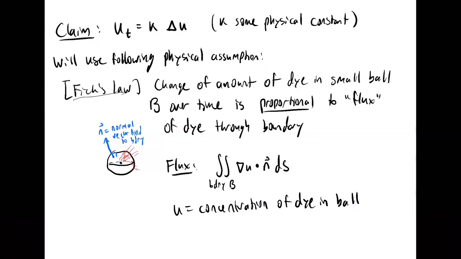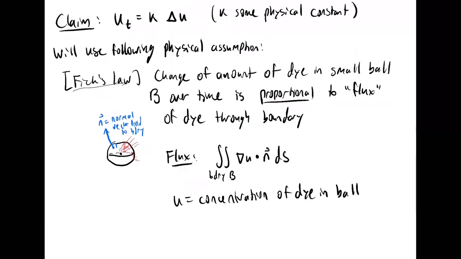And why are you integrating? Well, you look at this at each tiny point, and you want to add up these points over the whole boundary, so you need to use an integral to do that. Right, and so by Fick's law, this quantity is going to show up. The law says that the change in the amount of dye over time should be proportional to this quantity, or this flux. So this is going to be equal to some constant times the change in time of the amount of dye in the ball.